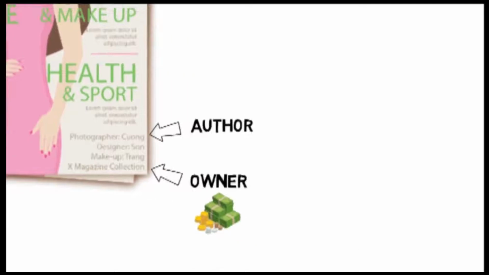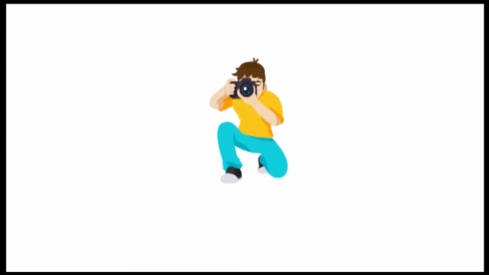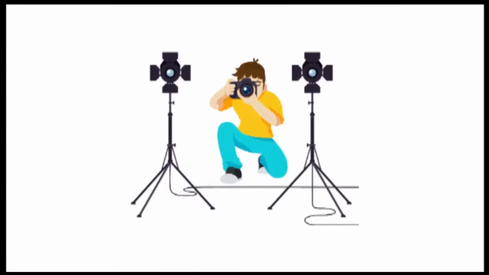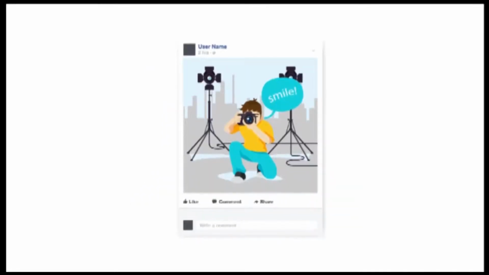In fact, there are cases where one can be author as well as owner. Back to the example, if the photographer uses his own money to pay the costs, sets up his own camera, takes pictures and publishes them, he will be both author and owner.